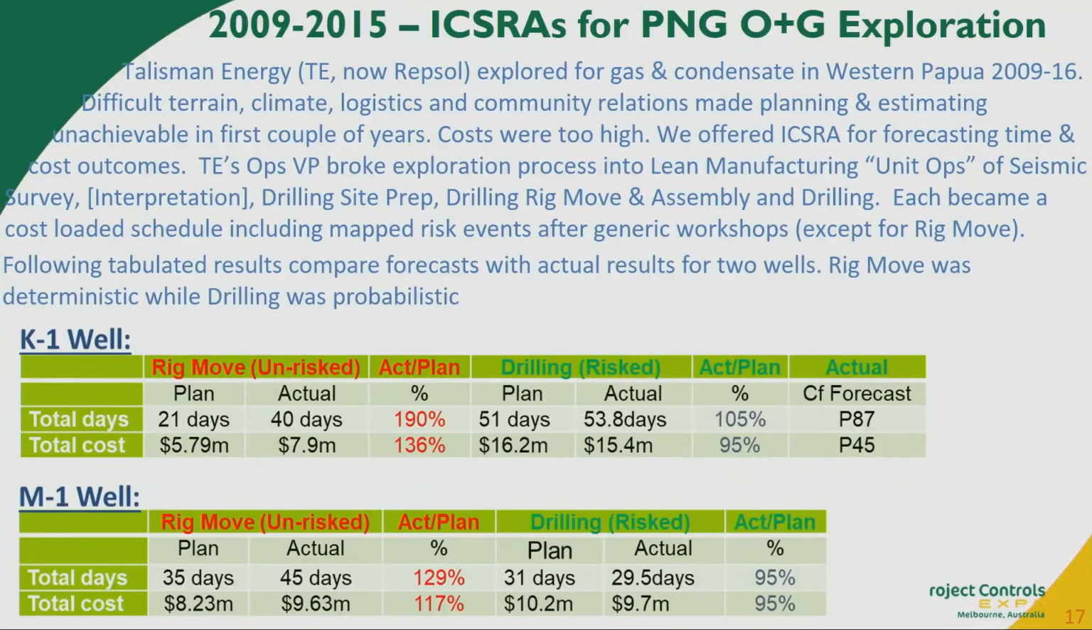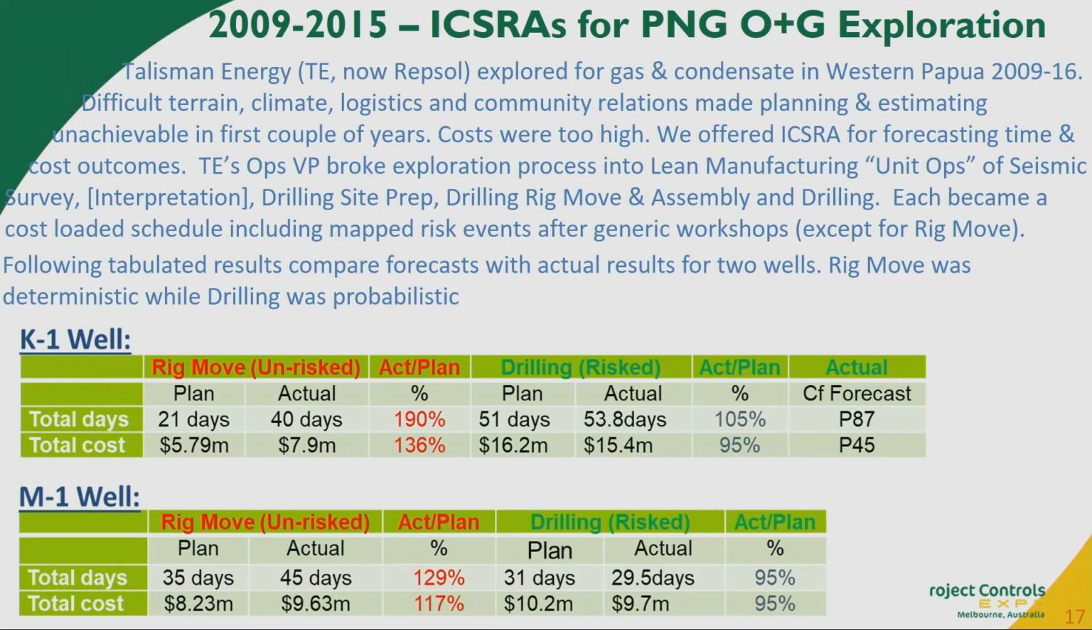The left-hand table shows part of the building blocks of the exploration process. It was treated as a lean manufacturing process where you did seismic surveys, analysis, which was more like a black box. Then the analysis would tell you where to drill. You would then have to do the site preparation. That's a project. Do the drilling. That's another project. Or there's the rig move in and the drilling.